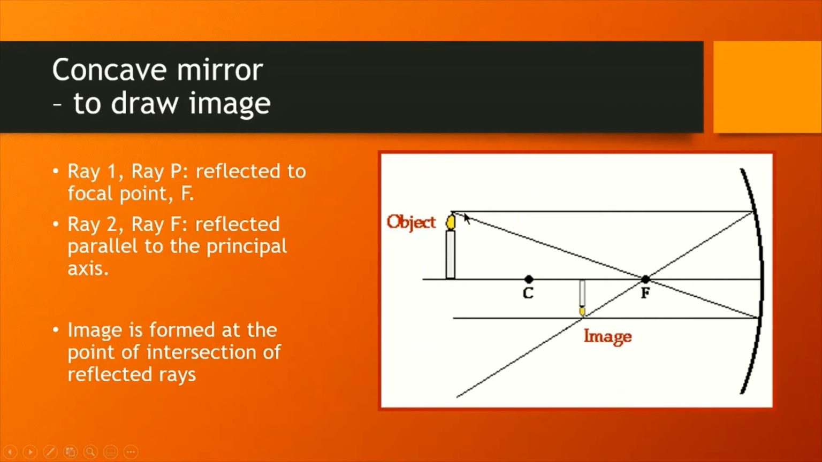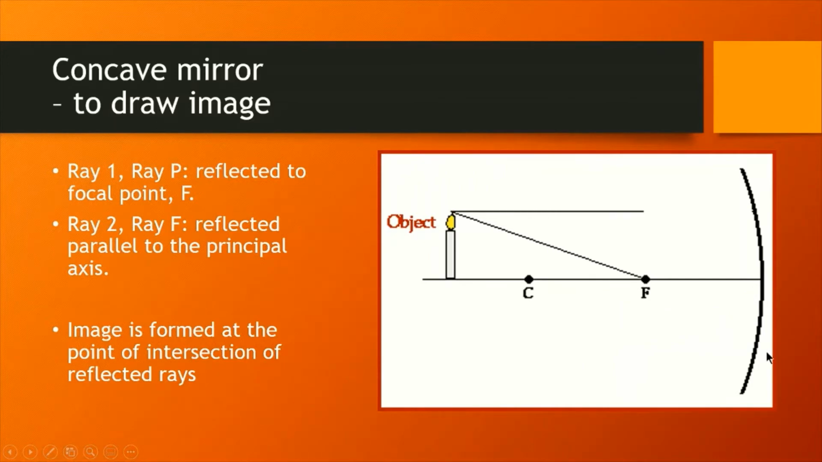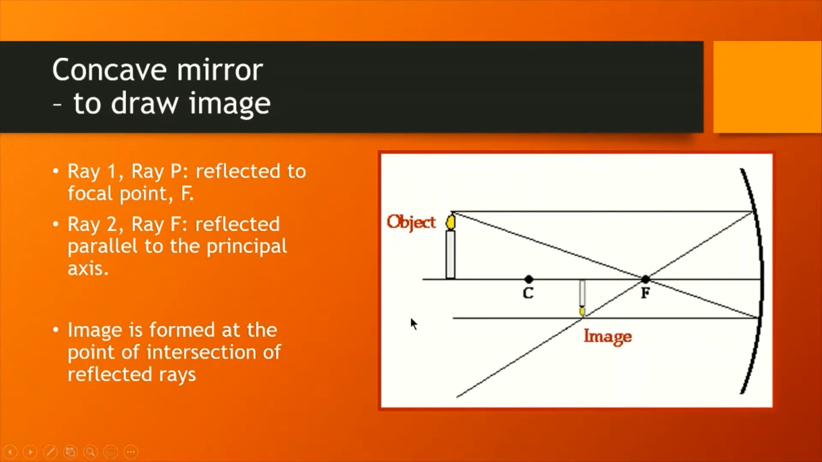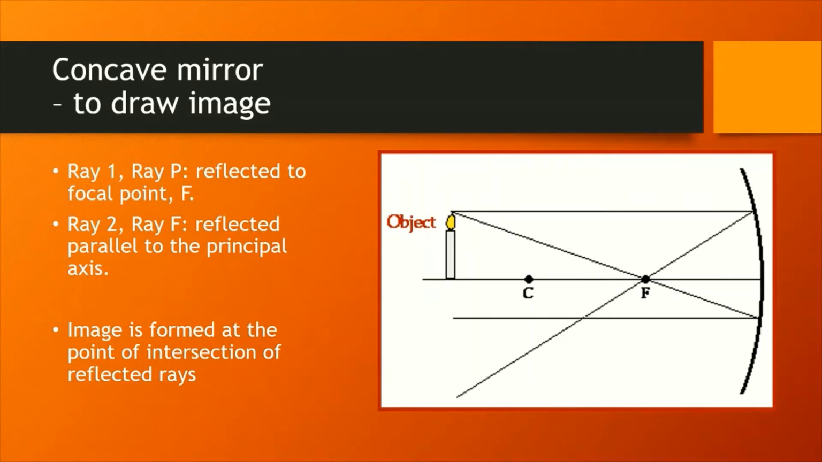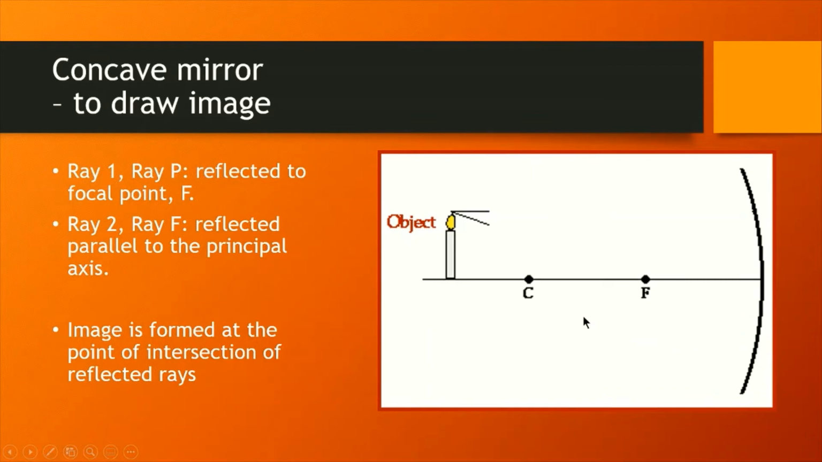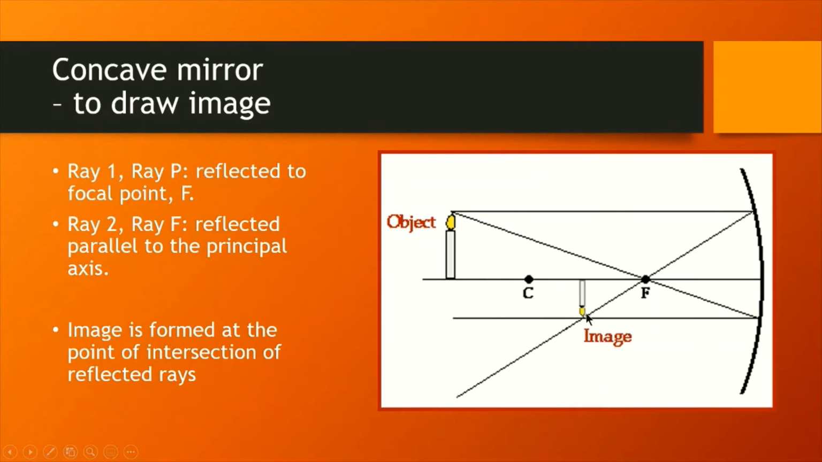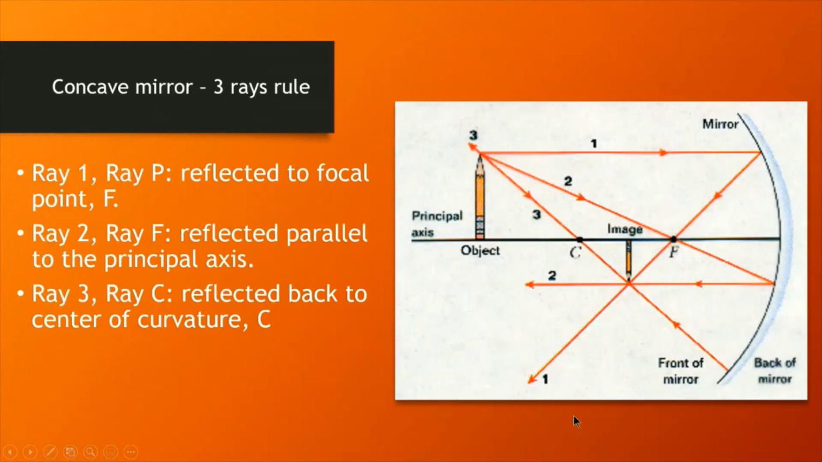Whereas an incident ray that passes through the focal point, okay, is reflected parallelly. Can you see that? One more time. Okay, so you see these two reflected rays intersect here, and the intersection of the reflected rays is where the image is formed.